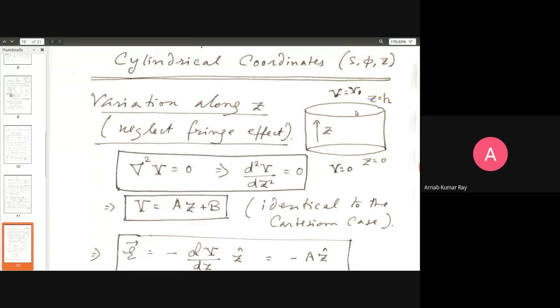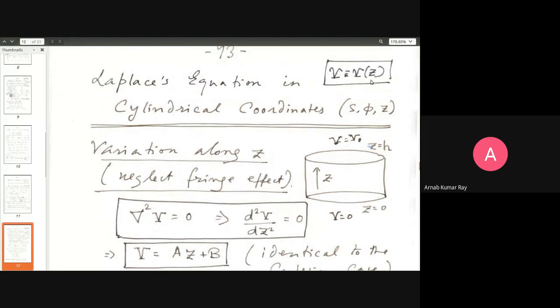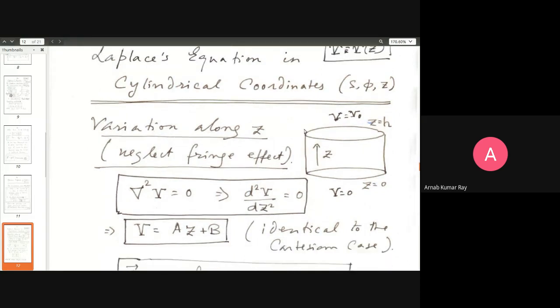Electric field lines are passing through this cylinder, going from bottom to top, straight up or down, whatever it is, but they are varying along the z direction. This is a cylinder. So first we shall talk about the dependence on the z-axis, which will be the same as in the Cartesian coordinate system, because the z-coordinate in the cylindrical coordinate system and the Cartesian coordinate system are the same. So there is no difference between the two.